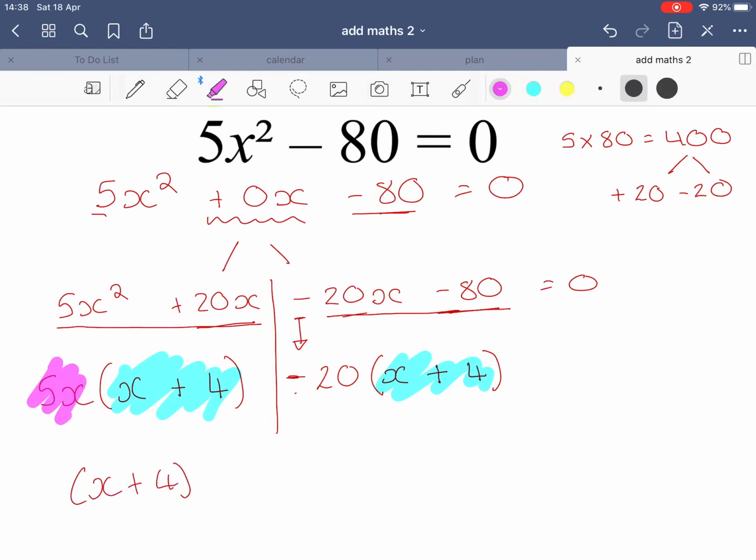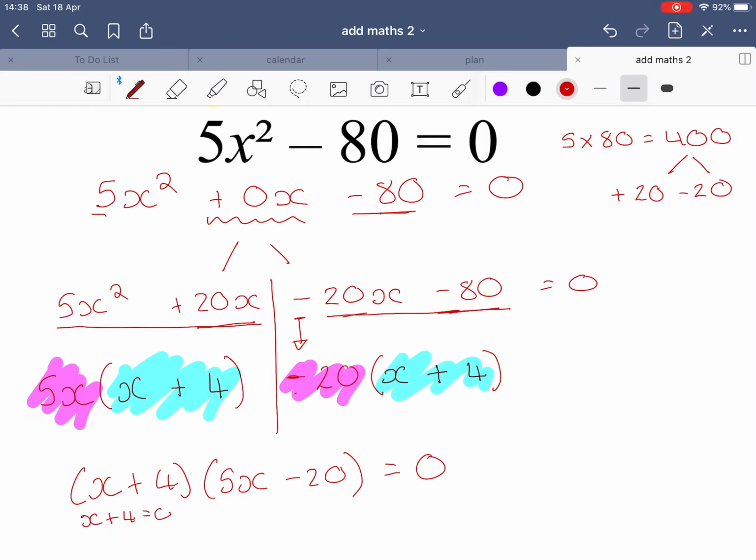And my other bracket is what's left on the outside, 5x minus 20. So 5x minus 20. And don't forget, we are solving this, so it must equal 0. So what do your brackets need to be to make it equal to 0? So this one, x plus 4 equals 0. X would have to be minus 4, because minus 4 plus 4 is nothing. And on this side, 5x minus 20 equals 0. Well, I first want to add my 20, so 5x equals 20. Then I want to divide by 5, so 20 divided by 5 is just 4. So if you were, again, to plot this quadratic, you would have x equals 4 and x equals minus 4.